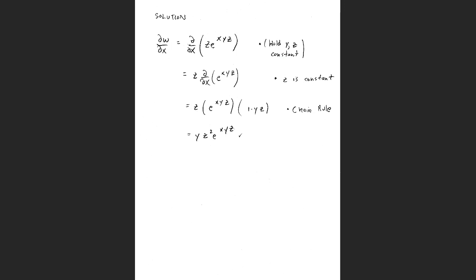I'm doing the partial derivative of w with respect to x. This means that I'm going to hold the variables y and z constant. I treat them as constants. So I'm going to take the derivative like you would in calculus 1 or 2, but the variables y and z are held constant. That means this variable z can be brought out in front of the derivative, because we're treating it like a constant.